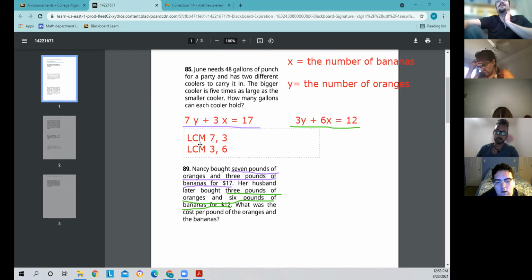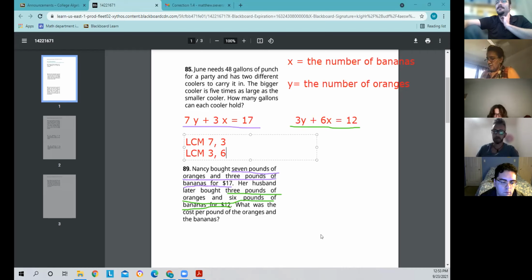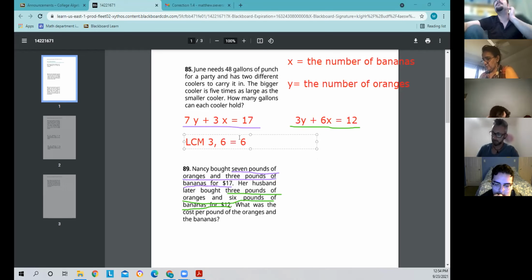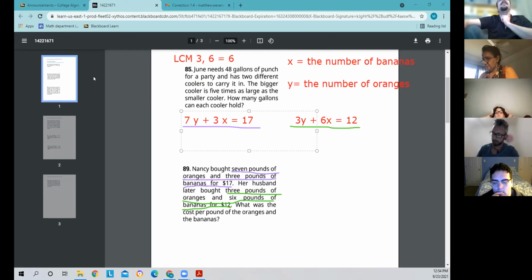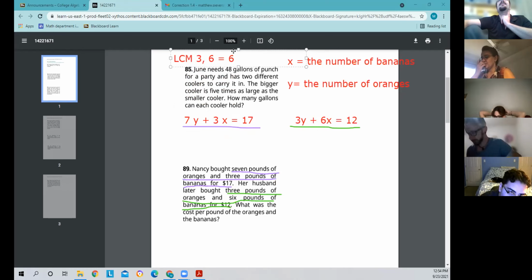So if we have to pick one of these, which one would you pick? 3 and 6? Yeah, 3 and 6 is going to be a lot easier. And what is the least common multiple of 3 and 6? It is 6 itself. Okay. So we want to make, and these are my x terms, right? These were my x terms I was talking about here.